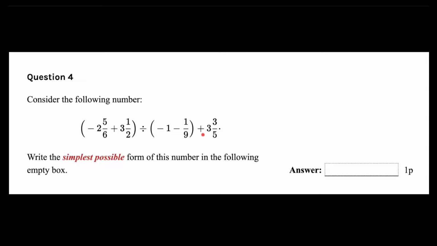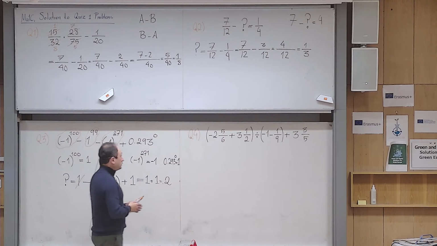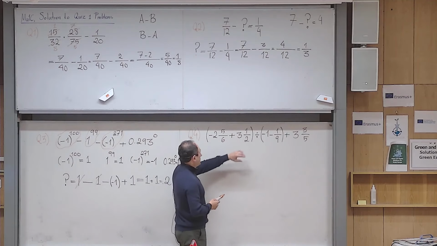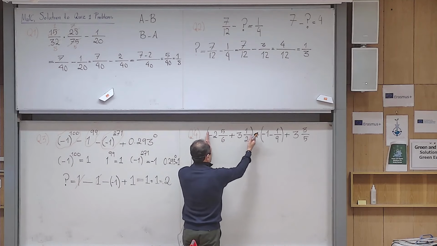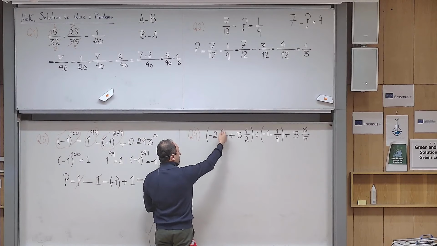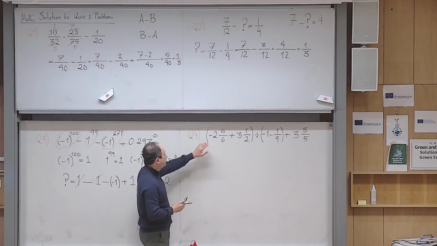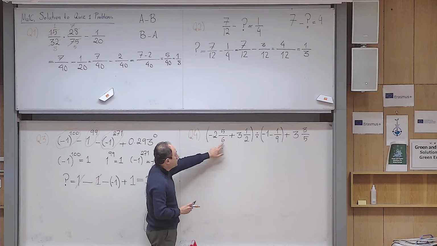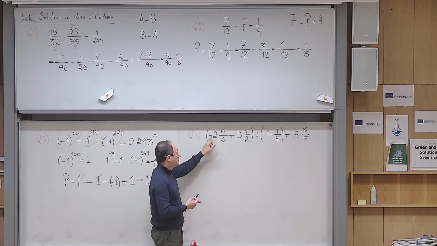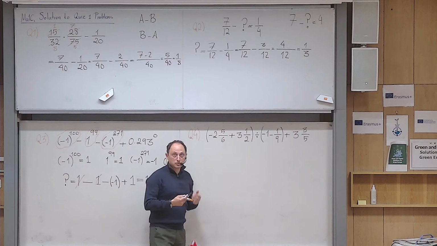So let me do it on the board. Let us do this step by step. Let us concentrate on this first one. The first thing you need to do is this is a mixed fraction. I want to write it as a proper fraction. So don't get confused with this minus sign. If you say 6 times minus 2, minus 12 plus 5 is minus 7, then you write minus 7 over 6. That is not correct.